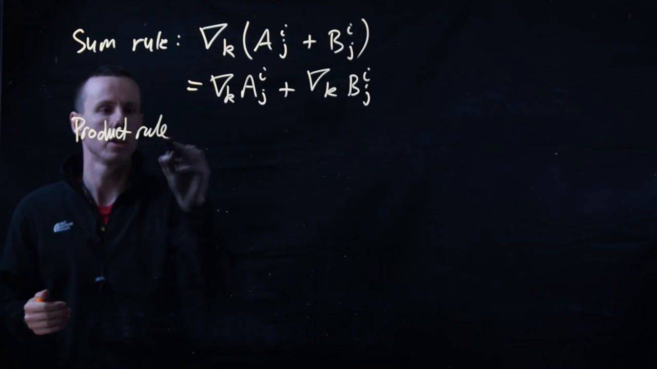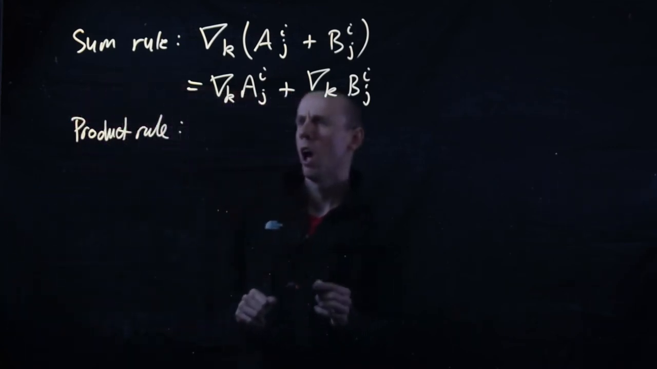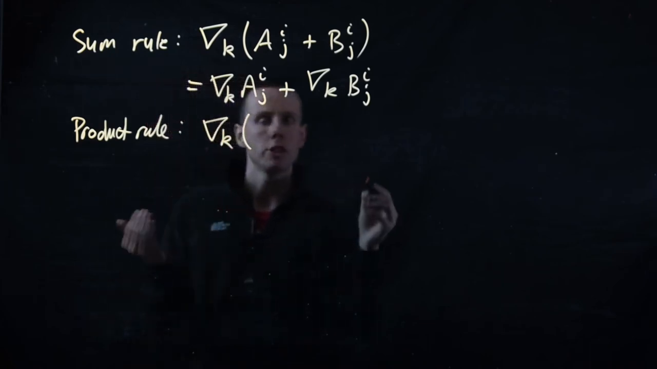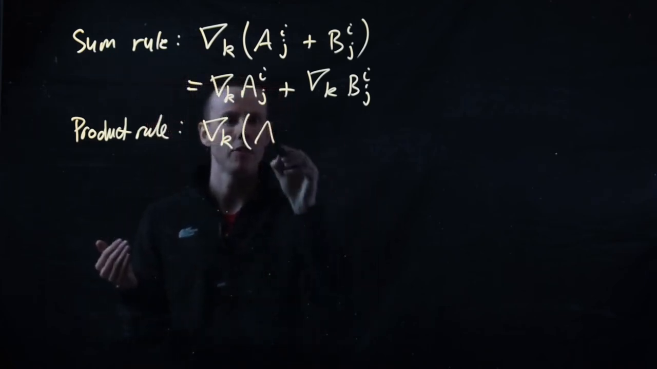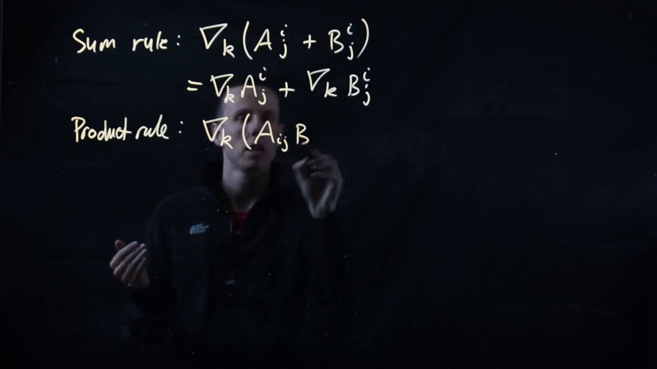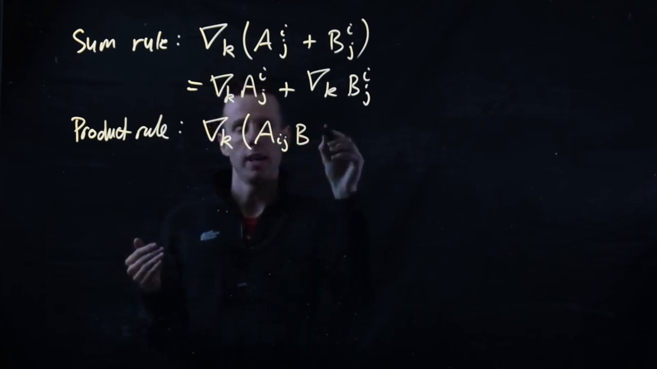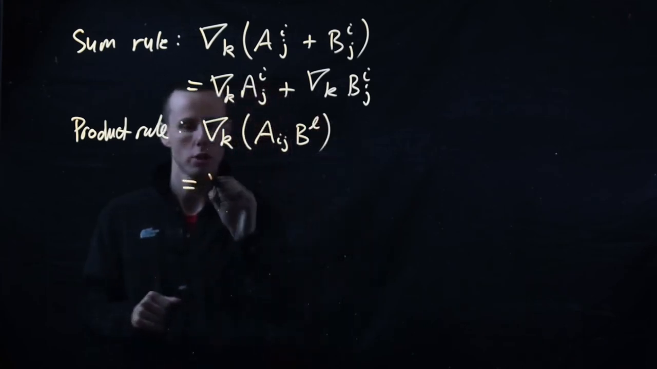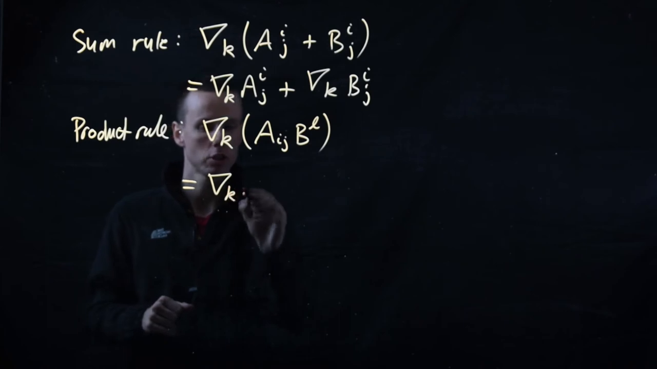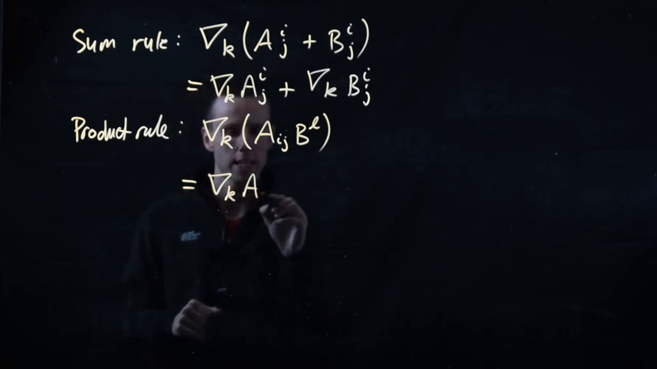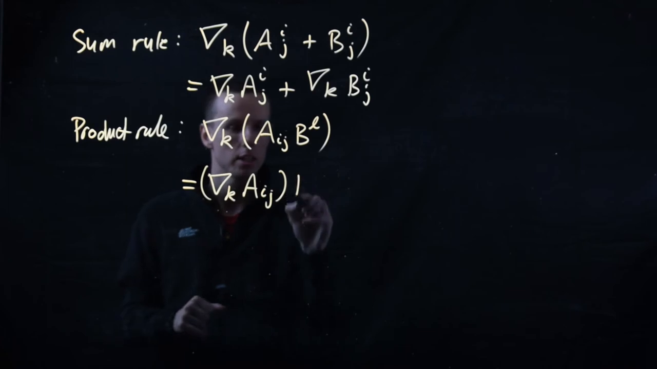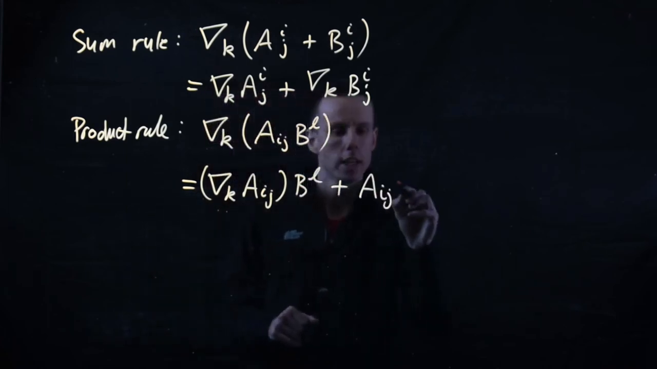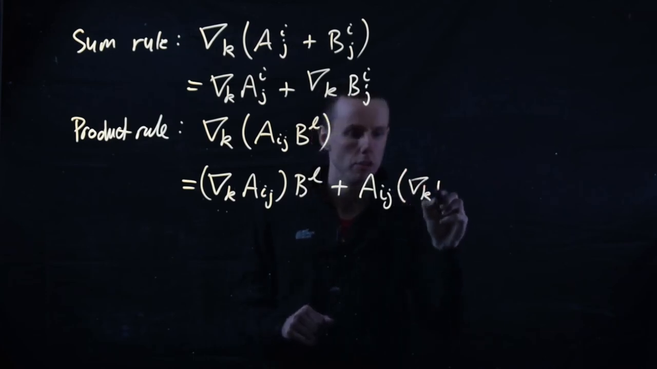You also have the product rule, which says that if you take a covariant derivative of two tensors multiplied together, so say you have A_ij B_L, this is just the covariant derivative with respect to x^k of A_ij times B_L, plus then the other way around, so A_ij times the covariant derivative of B_L.